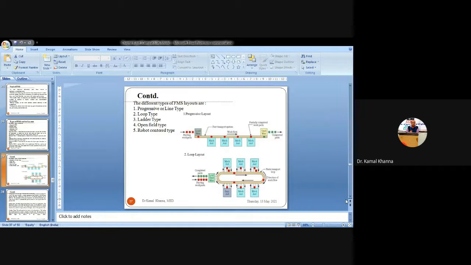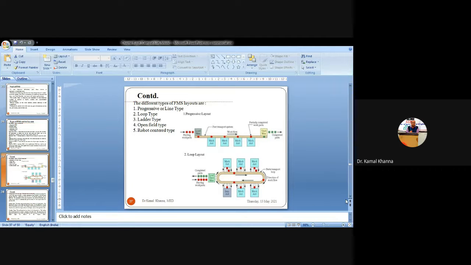So in the previous class, we were discussing the various types of FMS. Now we have different types of FMS layouts, that is, how the production is carried out whenever you have installed a flexible manufacturing system in your industry. There are around five types of FMS layouts that are basically used in industry.